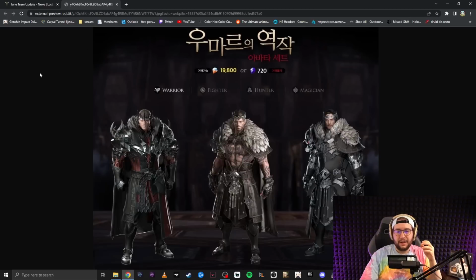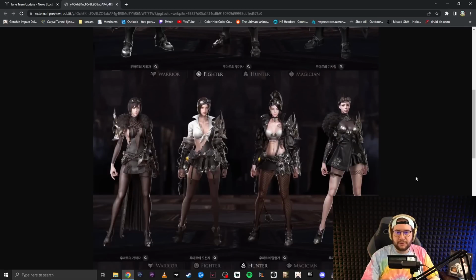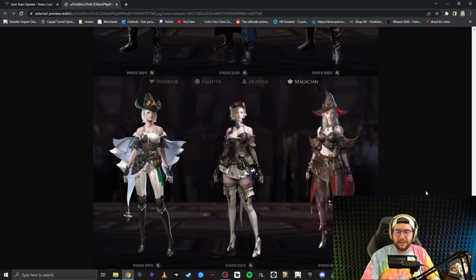Now, I actually kind of like how these look. I'm going to be honest. Out of all the fantasy skins we've received, these are probably my favorite. This is the Warrior subclass one. I feel like this looks pretty drippy. This is the Fighter, so all the Martial Artist subclasses. This is Hunter, so like Deadeye and Bowman. And then this is the Magician.